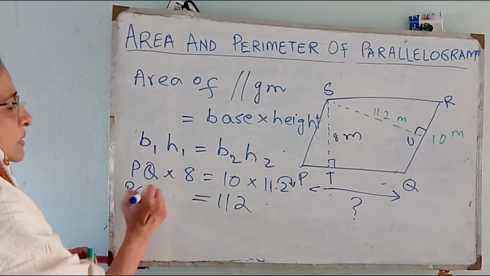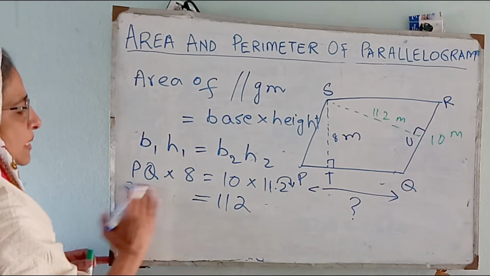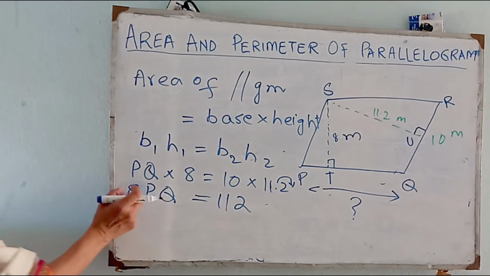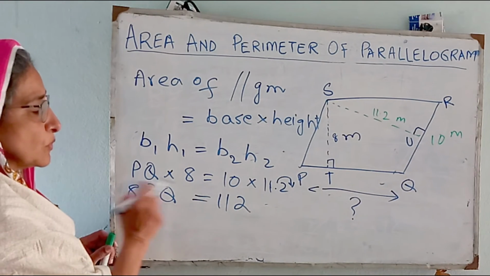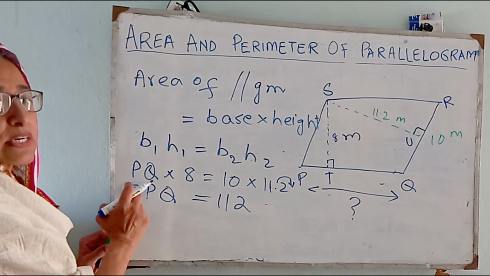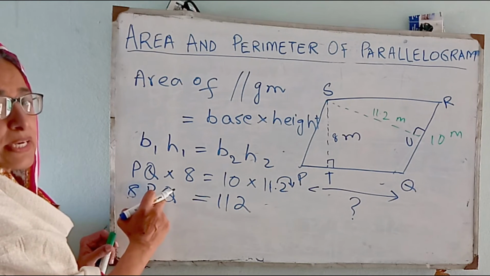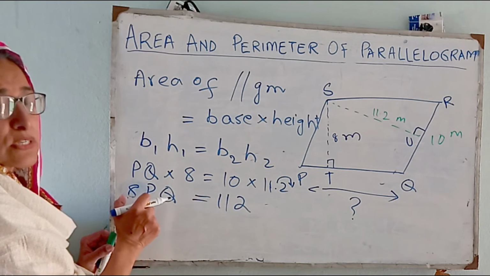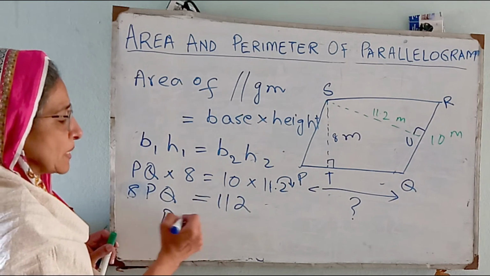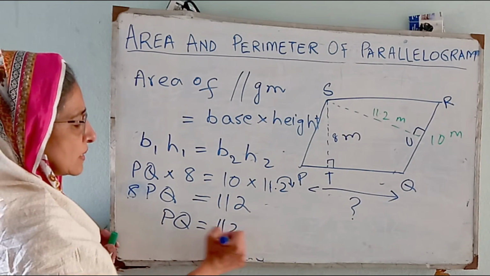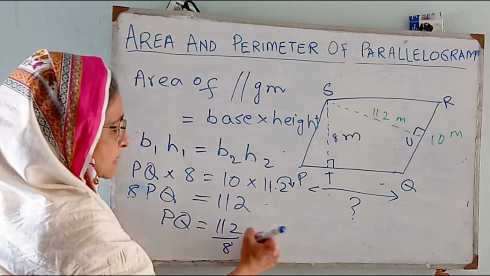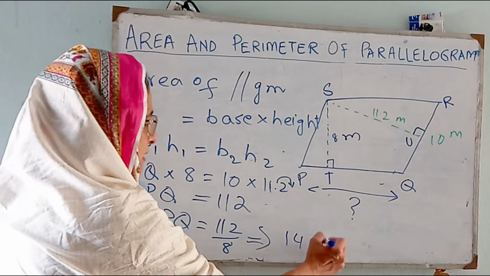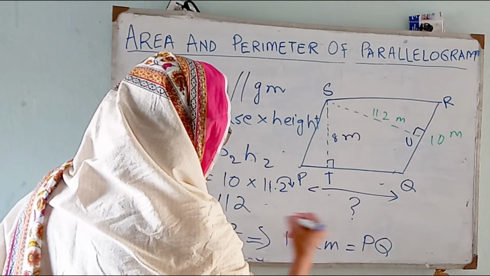So PQ multiplied by 8, that is 8 PQ, is equal to this. This number is multiplying here, and I want only PQ, so I want to get rid of this number. When I shift it to the other side of the equal sign, we do the opposite. The opposite of multiplication is division. So for PQ, I am going to divide 112 by 8, and my answer will be 8 ones are 8, 3 and 32. So 14 centimeters is equal to PQ.